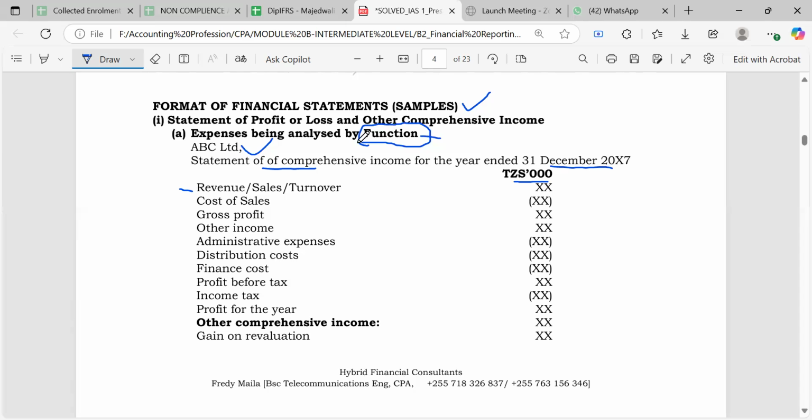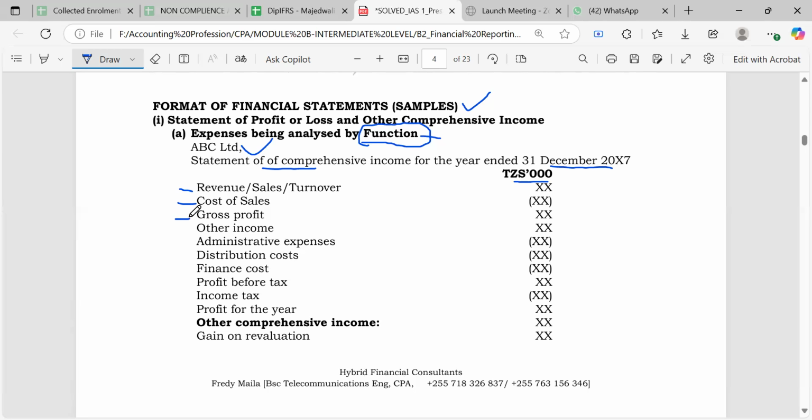Presentation by function is the common one. The presentation by function and by nature. By nature is what is not common, but by function, this is what we know. We normally would have revenue, and then we would deduct cost of sales. After deducting cost of sales, we get the gross profit.